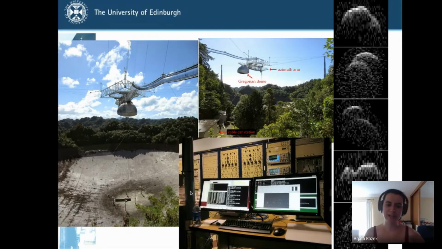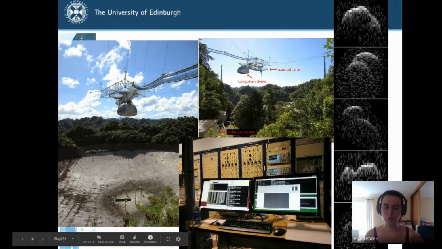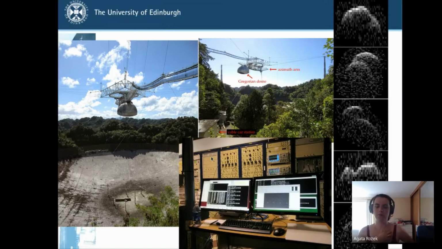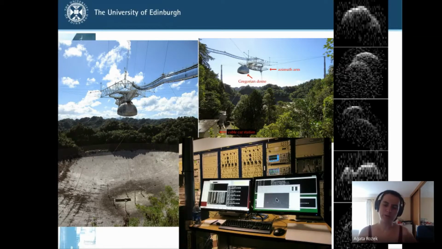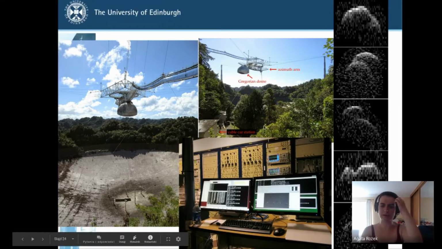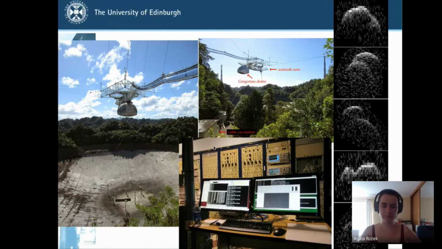But when it's functioning, this is how the observations with Arecibo look like. So you have the instrument, the telescope, and then very close, you can see the telescope actually from the control room. You have a control room in which you receive the signal from the telescope, and after processing the data, you can see the images created with the radar. And on the right here is a series of images of an asteroid that I was observing and modeling.